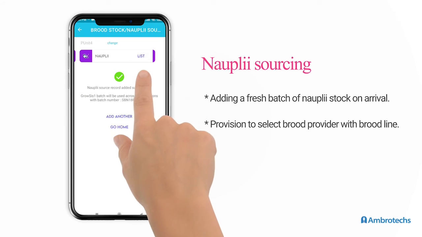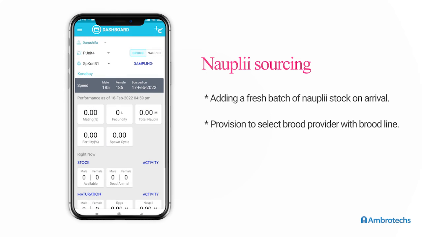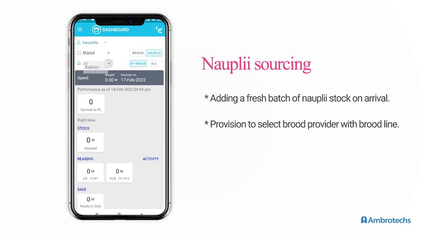Click the List button to view previous entries. Select Go Home to go back to the dashboard. On selecting the Nauplii batch, the total available Nauplii will be updated in the dashboard.